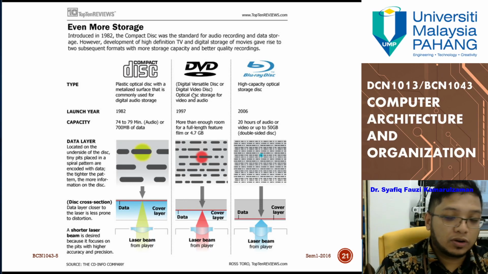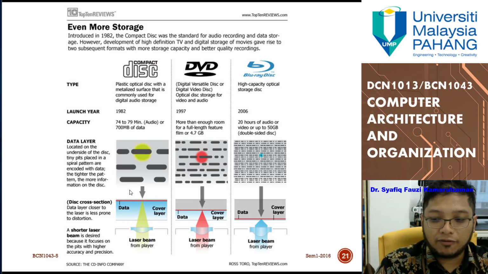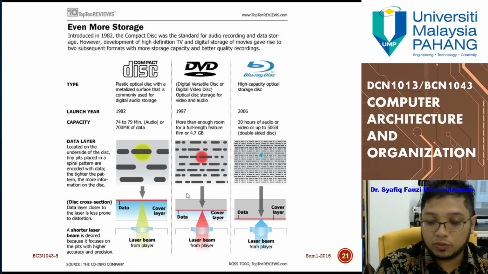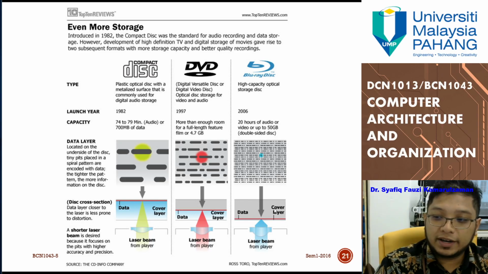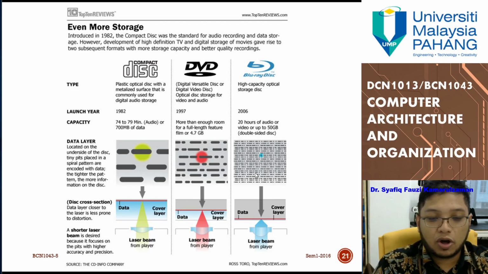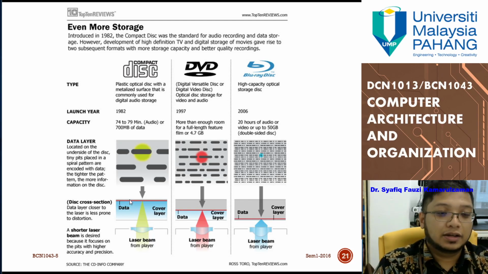The difference between all these discs is the type of laser being used to read the data inside the disc itself. Currently, we have the Blu-ray disc, where, for example, in PlayStation, you have a Blu-ray disc to store games. Blu-ray discs use a much smaller laser beam head compared to the CD drive. A smaller head on your reader means that you can store more data inside the same size disc compared to the larger head. This is what is happening inside your CD drives.